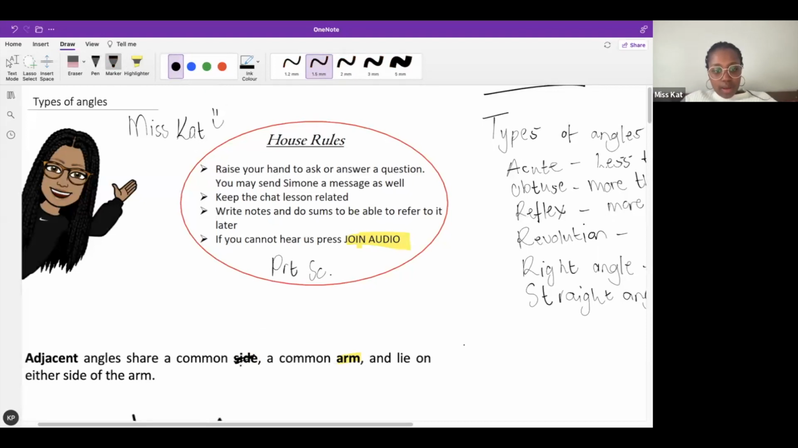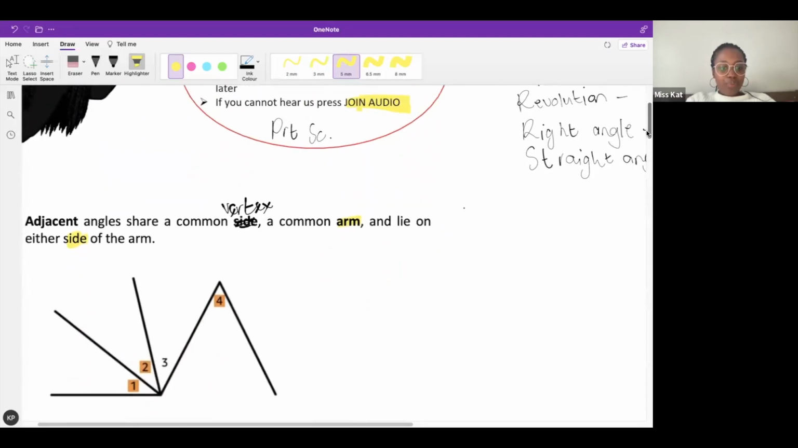It is vertex. What's a vertex? Anyone? Corner. Thank you. It is the corner of an angle. And they have to be on either side of the arm. So let's check out what we have below.